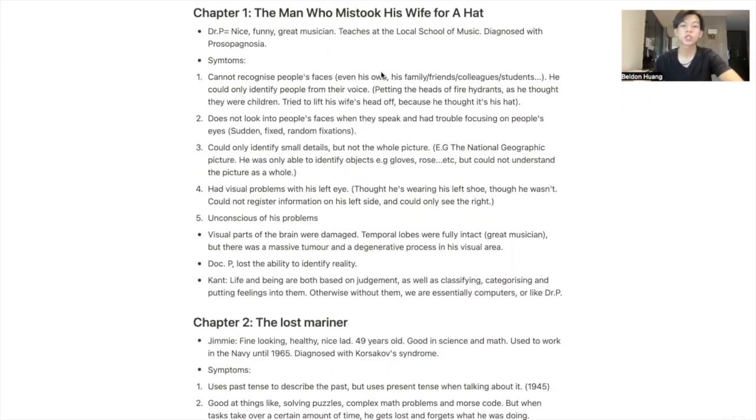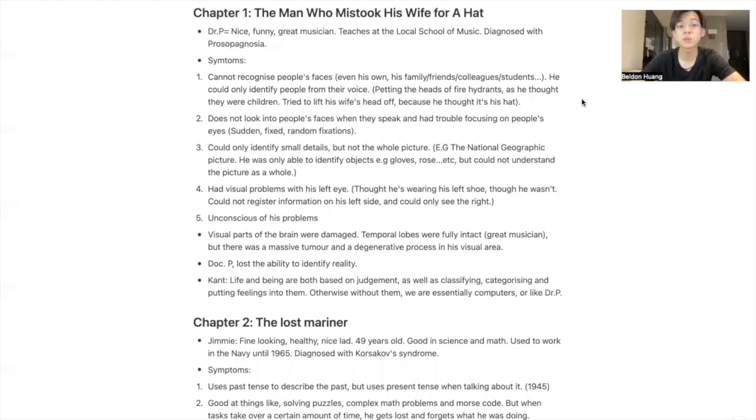And here is my summary and notes section. In Chapter 1, The Man Who Mistook His Wife for a Hat. This story is about Dr. P, a nice, funny, and great musician, and he taught at the local school of music and was diagnosed with prosopagnosia.